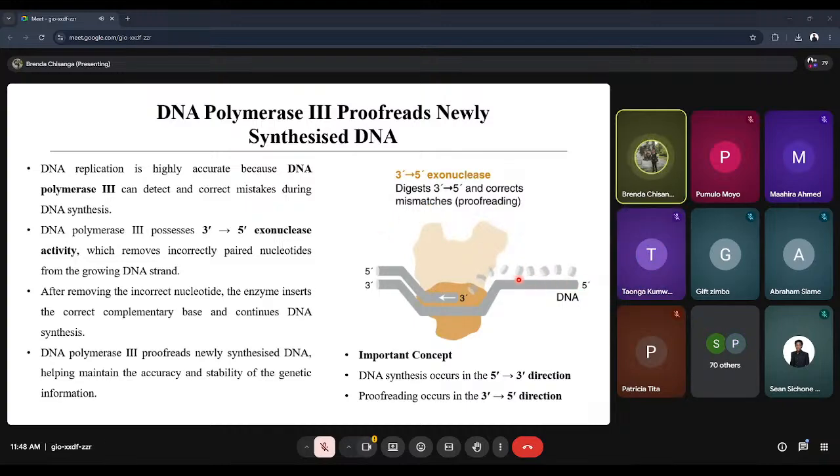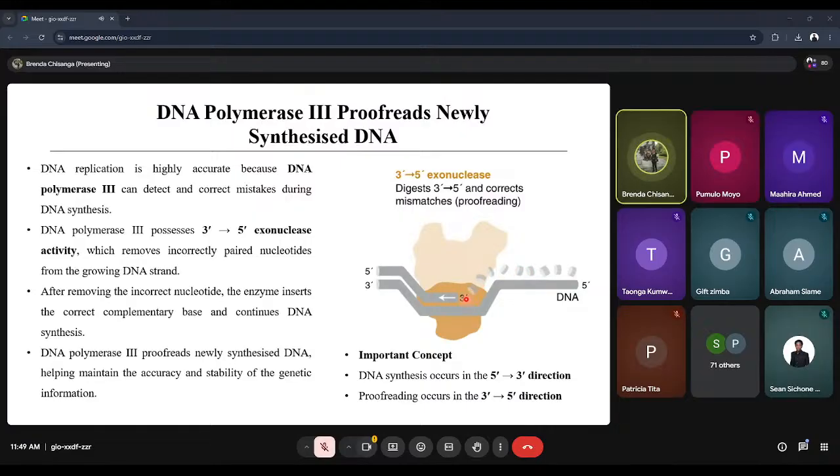Now let me go to this strand. This is our template, and by that I mean the old strand that has been unwound. This is the strand that is the new strand that has been made. Synthesis is going from the 5 to 3, so obviously it is going in this direction. So these are nucleotides that are being added.